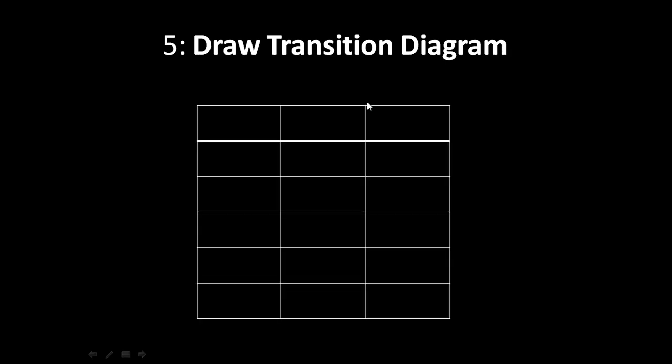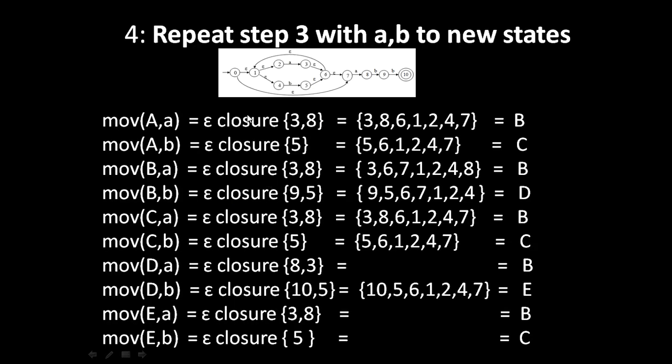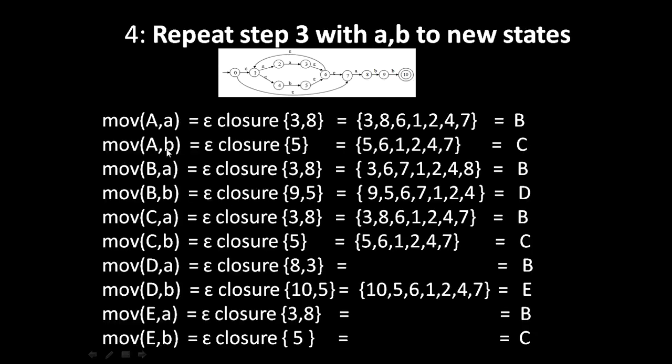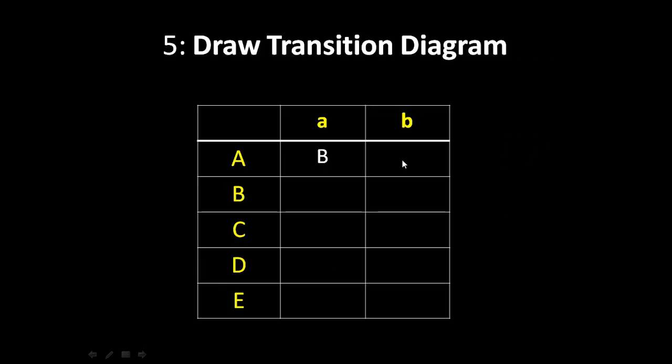First we draw the empty table like this. First fill the generated states, the states from A to E. Then write the input symbols as columns. From this list, compare capital A and small a. We can get the set B, so I write B here. Then compare capital A and small b. We can get capital C state, so I write C here. In this way, fill all the state values. This is called drawing the transition diagram.